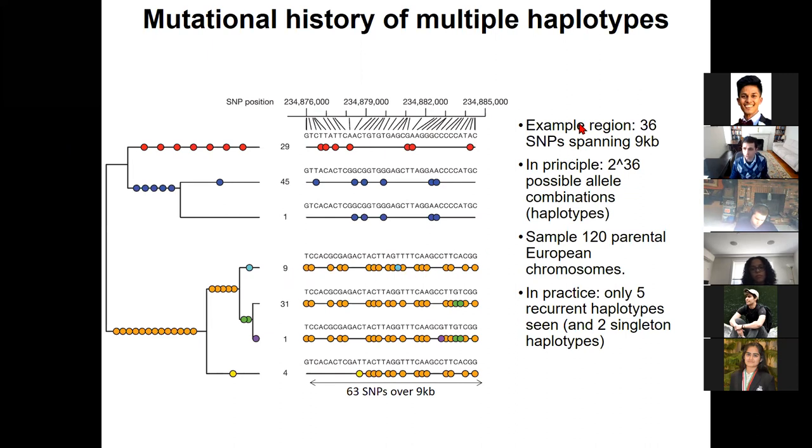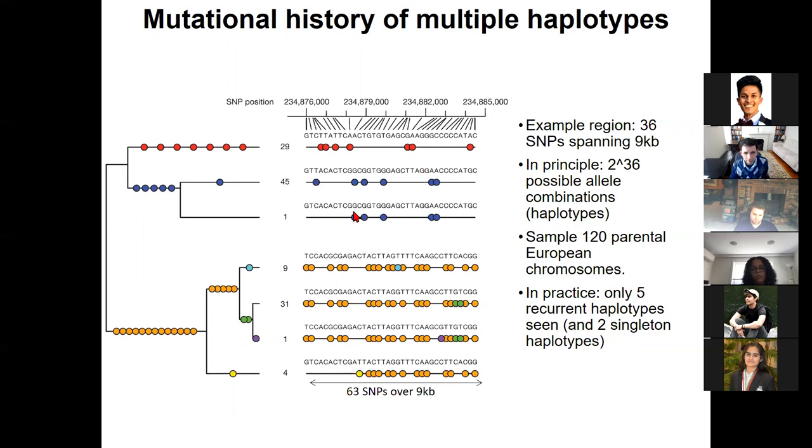So basically with 36 SNPs spanning 9 KB, you would expect 2 to the 36 possible allele combinations. So if you sample 120 parental European chromosomes, in practice, you find that 31 of them have exactly the same set of SNPs, 45 have exactly that, and 29 have exactly that, and so on and so forth. So in practice, there's only 5 recurrent haplotypes and then 2 singletons, one here and one there. So it's remarkable how much less variation there is.